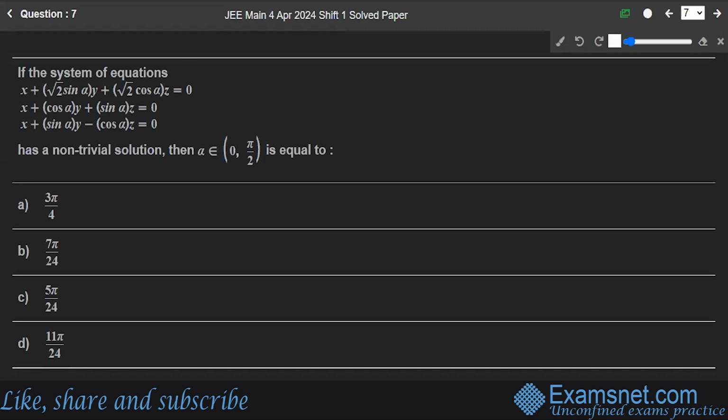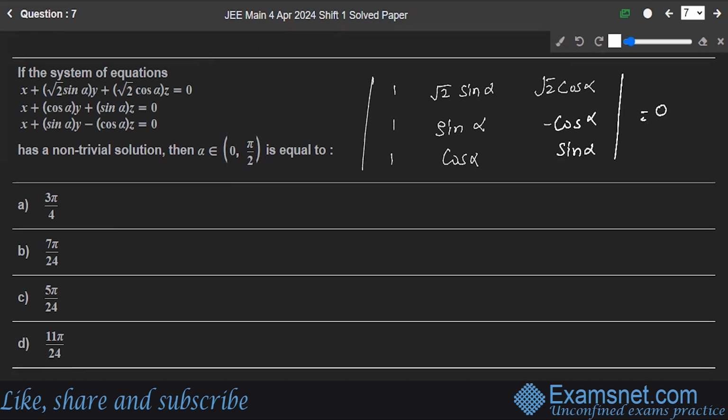Question number 7. If the system of these equations has a non-trivial solution, then alpha belongs to this interval. So let's try the determinant method to answer the question. Let's write it in determinant form. This is 1, 1, 1, root 2 sine alpha, cos alpha, sine alpha, cos alpha, minus cos alpha, sine alpha. This is equal to 0.